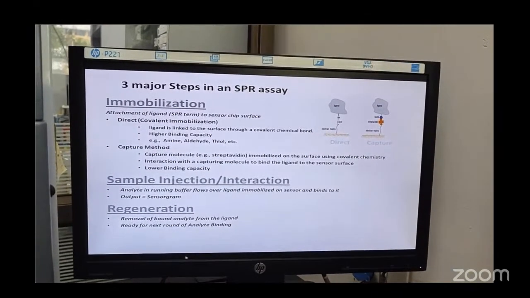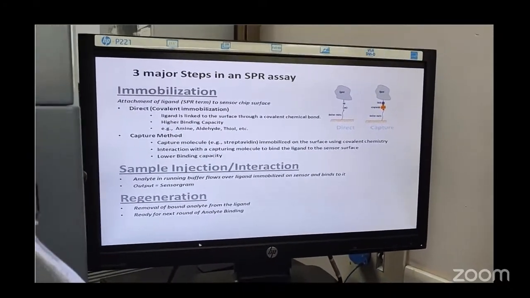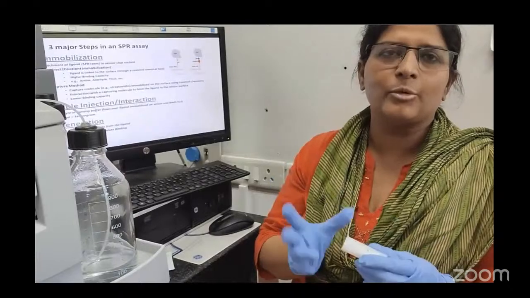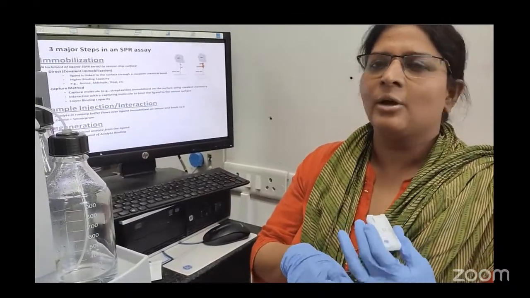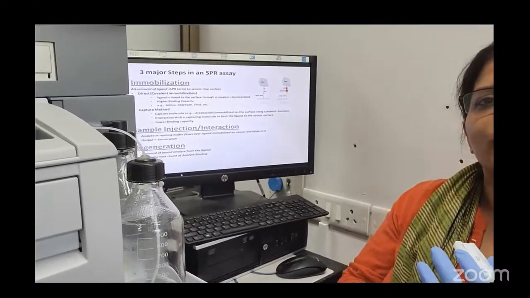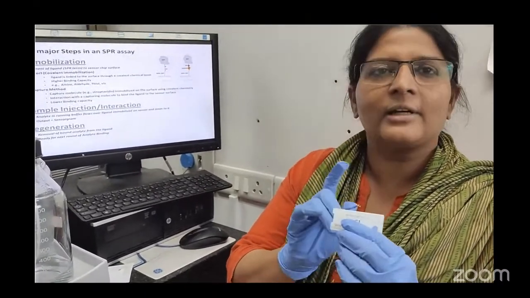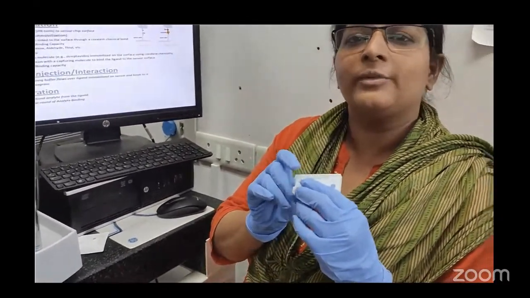So for immobilization, you use two types of strategies. One is capture, and the other is direct. Either you can directly immobilize one of the ligands, or you capture. For example, in direct immobilization, you use different types of chemistries like amine coupling, thiol coupling, or aldehyde. In amine coupling, the amine group of your protein is involved. This chip has a carboxymethylated surface. You activate that group, and this activated carboxymethylated group will bind to the primary amine of the protein, and your protein will get directly immobilized.